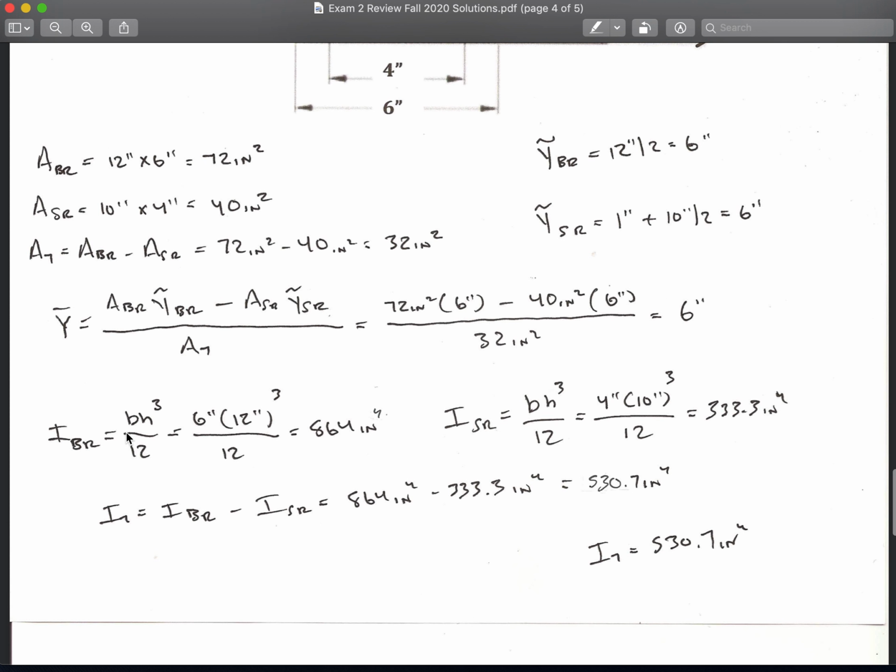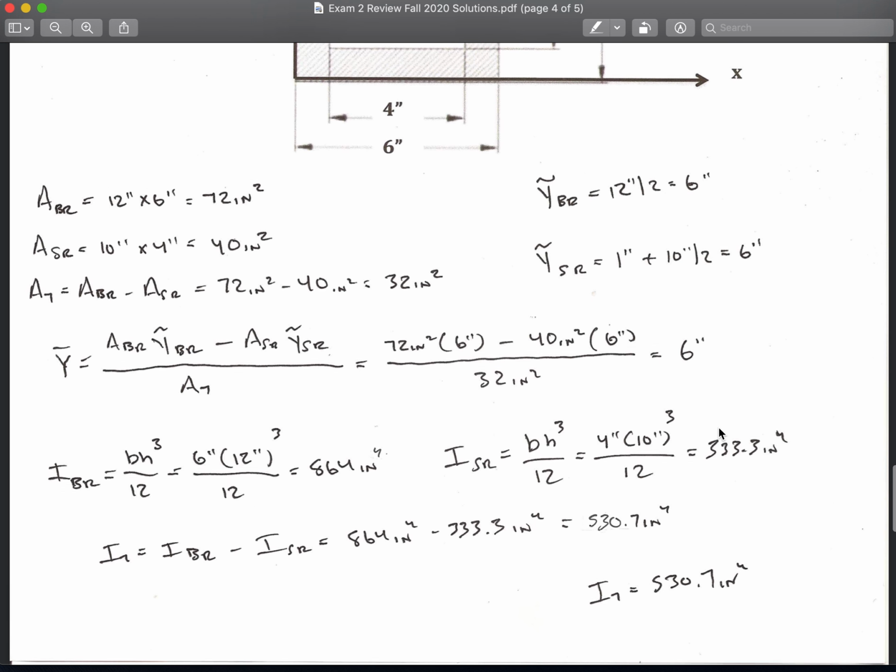Okay, the formula for the moment of inertia of a rectangle is base times height cubed over 12. For the big rectangle, 6 times 12 to the third power divided by 12 gets us 864 inches to the fourth. The small rectangle is 4 inches times 10 cubed over 12, which gives me 333.3 inches to the fourth.